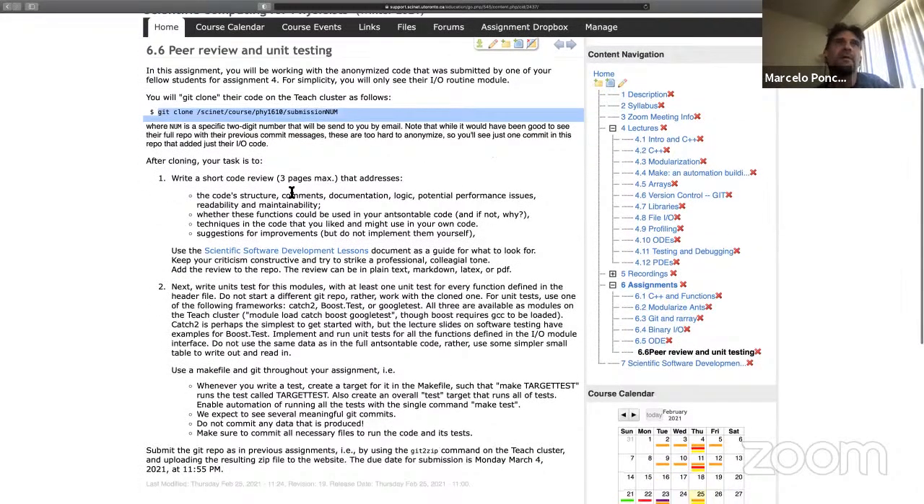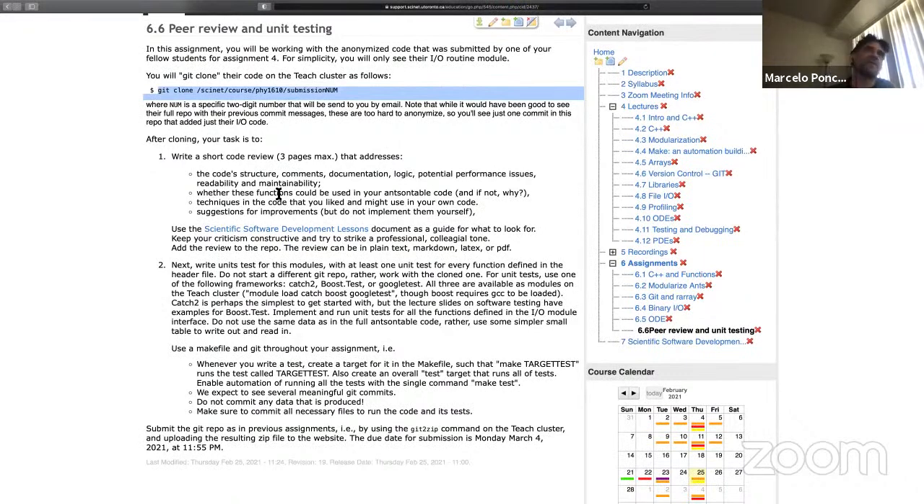And then after cloning, your task, which is quite fun, I hope, is to write a short code review. I would say a maximum of 3 pages. Don't go crazy on this. It will address things like how is the code structured? Are there comments? Do we include documentation? How is the logic? Potential performance issues that you may see, readability and maintainability. Whether these functions could be used in your own code, and if not, why?